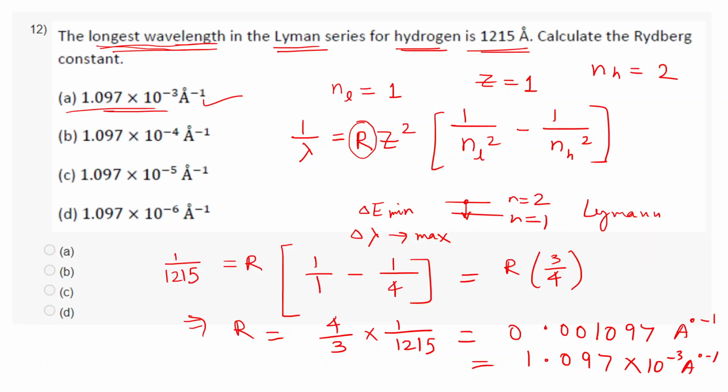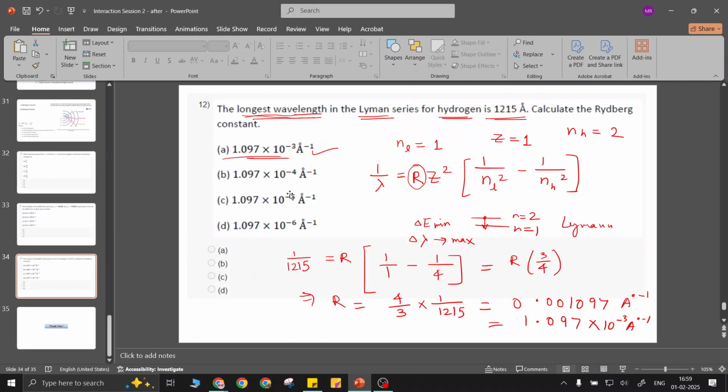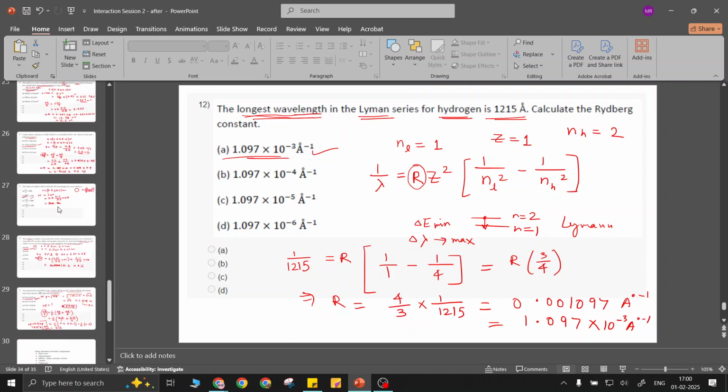So these were the problems that we did based on, again I'm repeating, error analysis, significant figures, and rounding off, which were very important. Further we won't be able to focus on these things. And then we also did a few questions based on atomic energy levels and the Rydberg formula. I hope all this is clear.